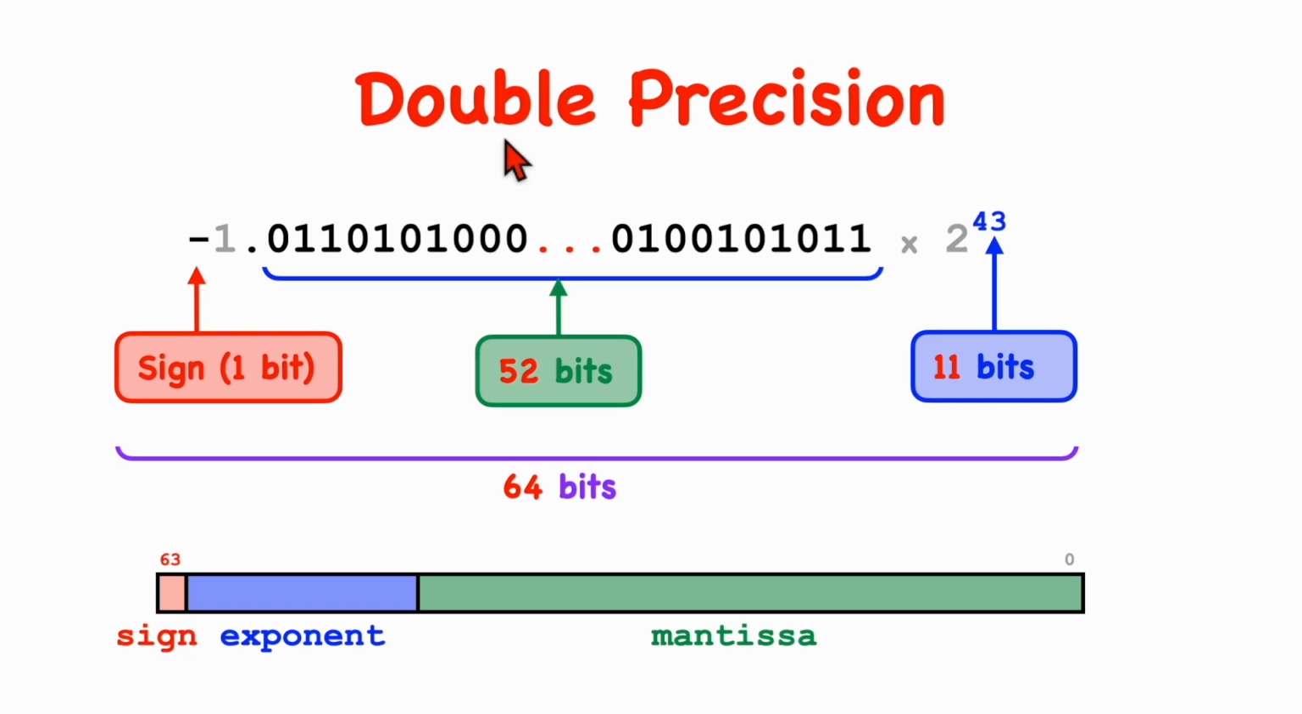The representation of double precision floating point numbers is the same idea, only the fields are bigger. With double precision, we've got a 52-bit field for the mantissa, and we now have 11 bits for the exponent. So that gives us both a greater precision and a larger range for double precision floating point numbers.